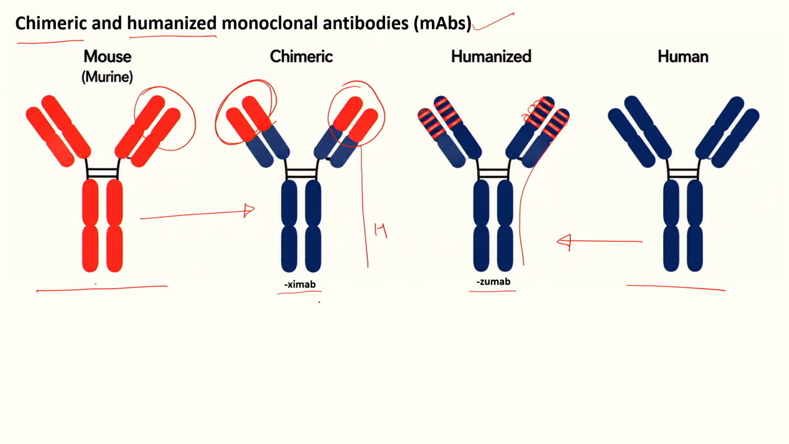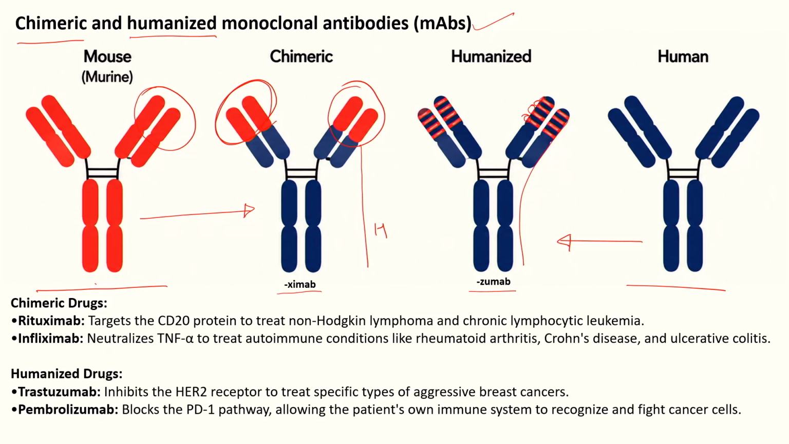So if the drug name ends with -ximab, we can understand this is a chimeric antibody, while if it ends with -zumab, then we can understand that this is coming from a humanized antibody pool. So these are the drugs available in the market. One is called rituximab. Rituximab targets the CD20 protein.